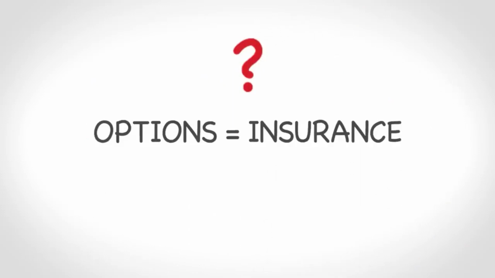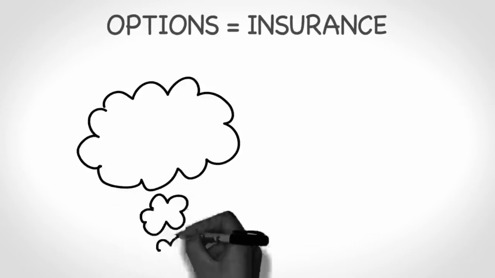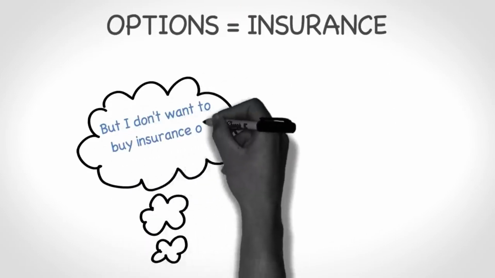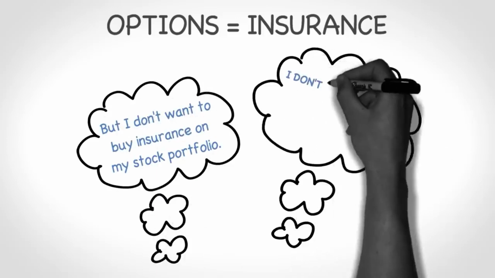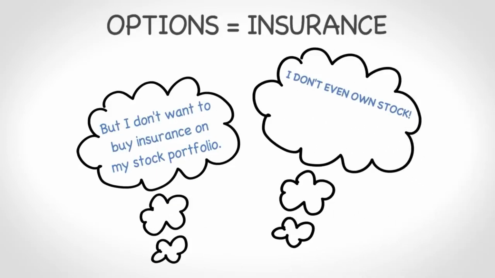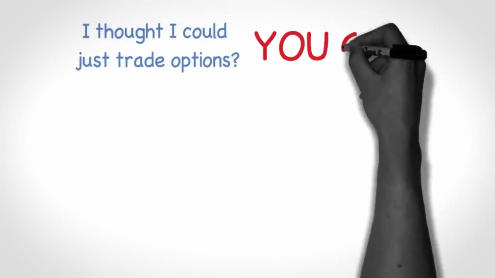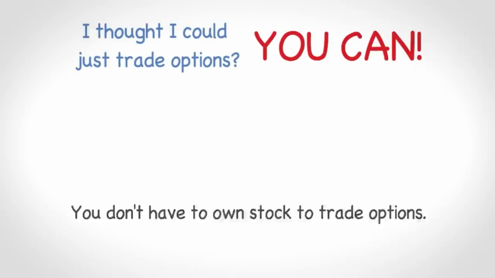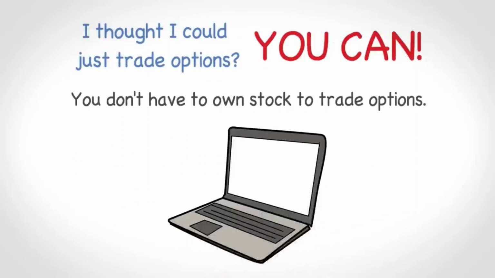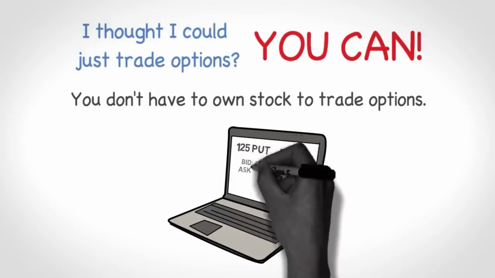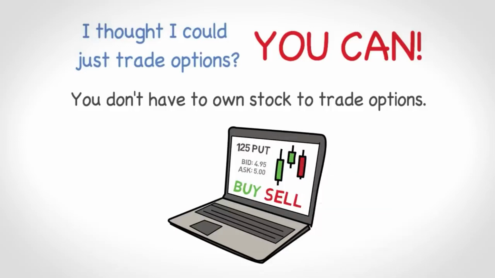So a few thoughts may be running through your head at this point. You might be saying, but I don't want to buy insurance on my stock portfolio. Or maybe you don't even own any stocks and you're hoping to just learn option strategies that you can trade with very little capital without ever even touching the stock. And you can. That's the cool thing about options. You don't have to own stock to trade them. You can actually just trade the fluctuating option prices with your brokerage account just like you can trade stock. But we just had to lay the framework because understanding how options relate to insurance is crucial for you to understand how options are priced, which we're going to cover in Chapter 3.